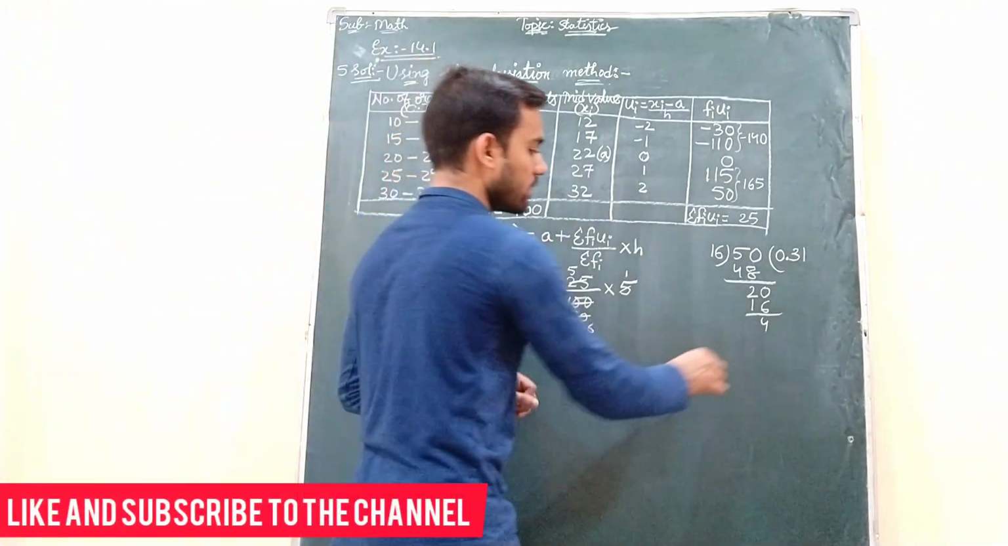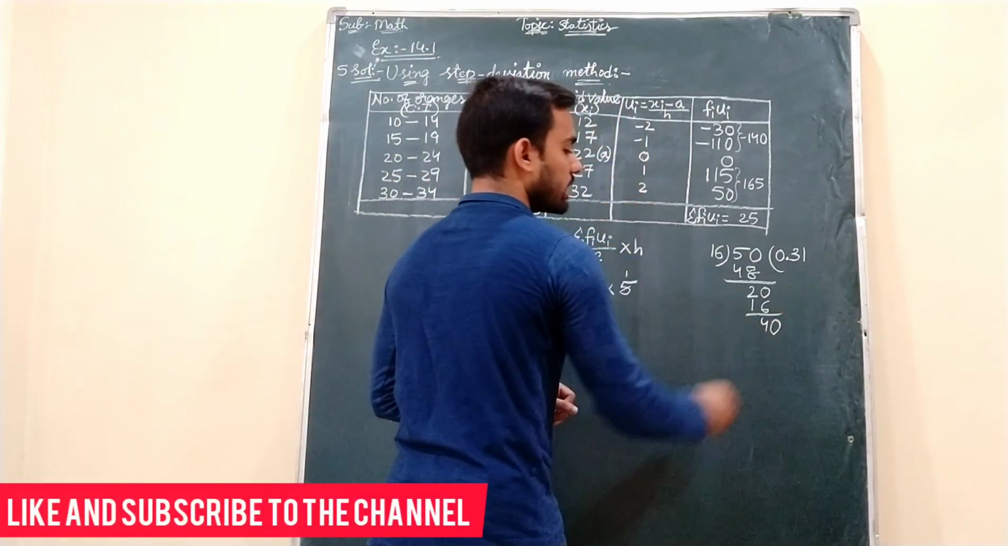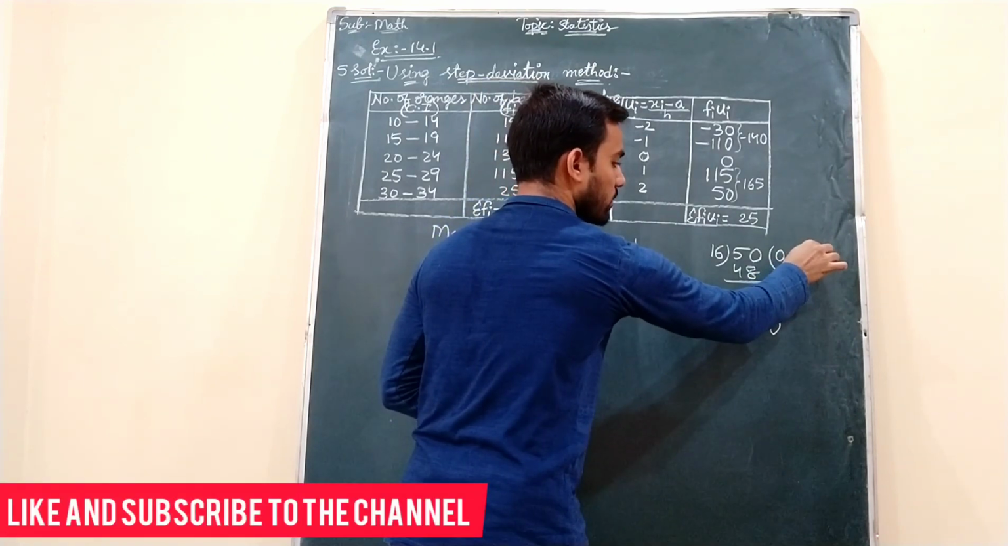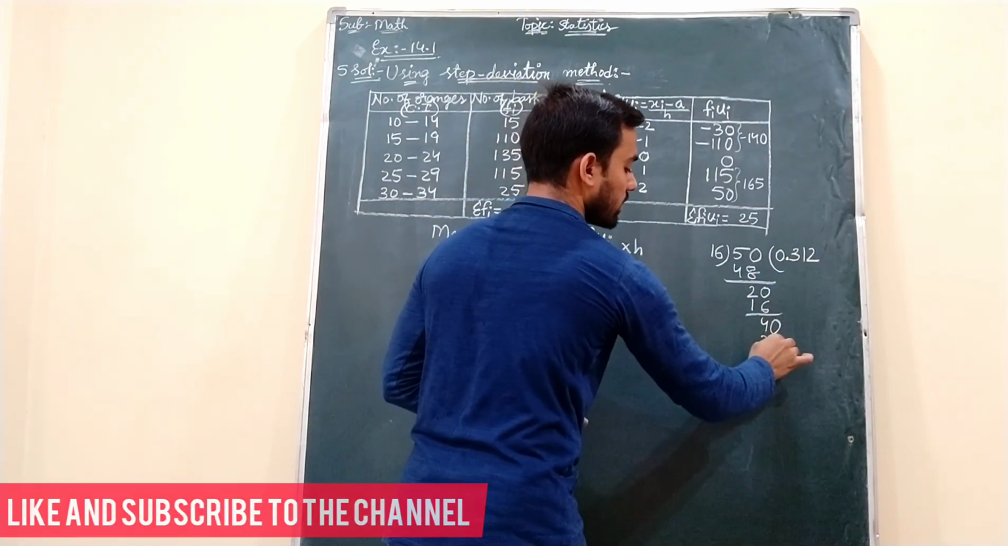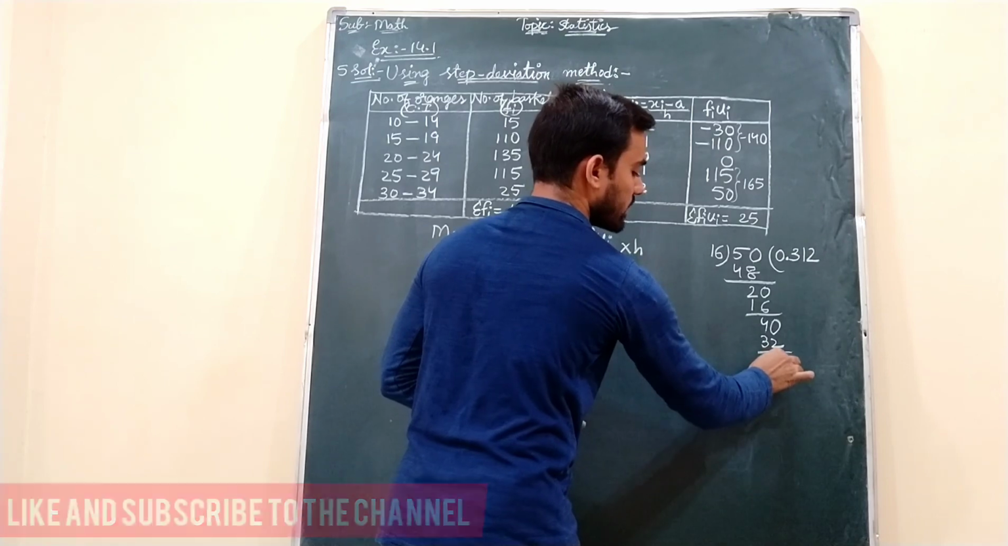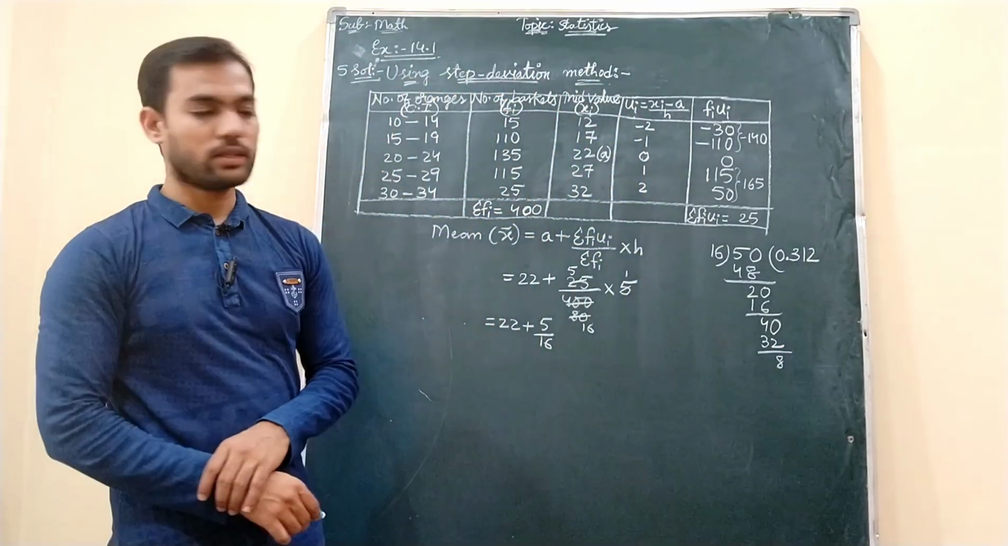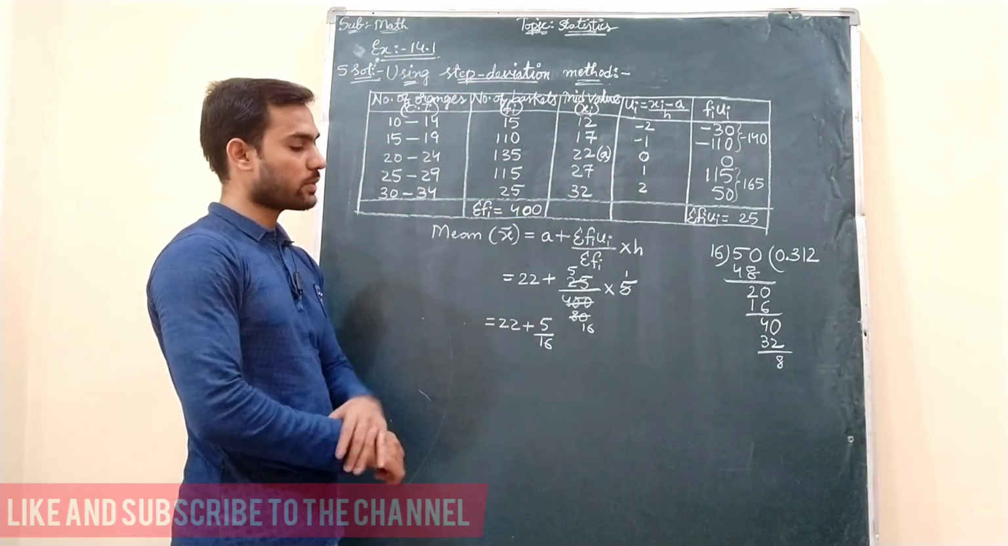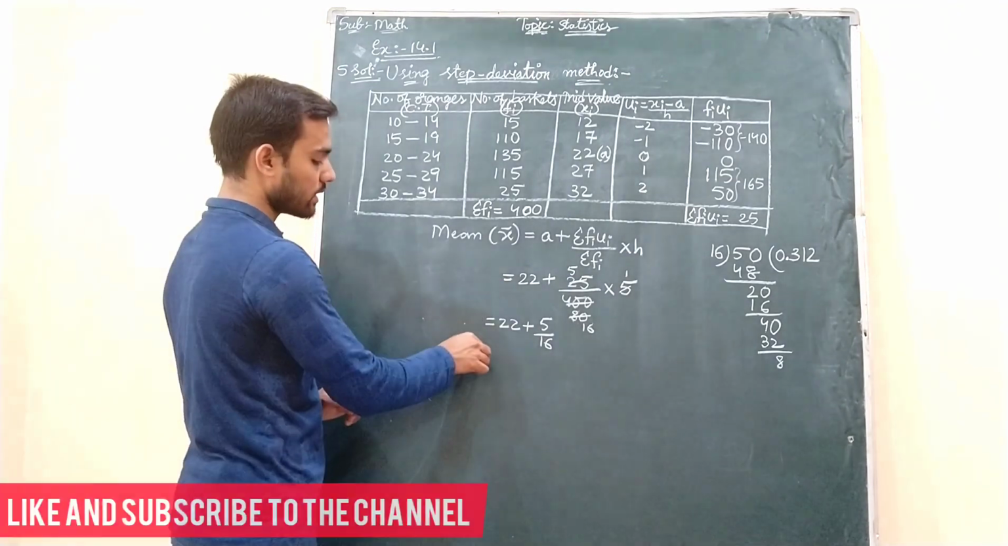Already the decimal point is there, 0. Then 16 2s are 32. 8 remains. The story goes on continuing. So that is the reason what we will do. We will stop over here. And now we will take.